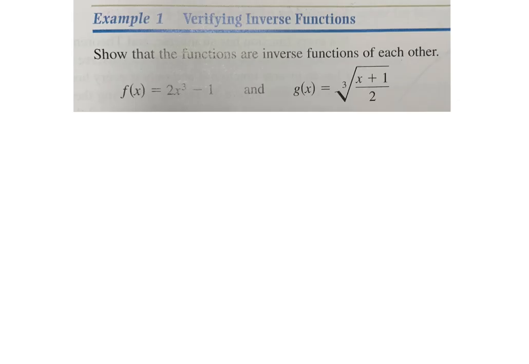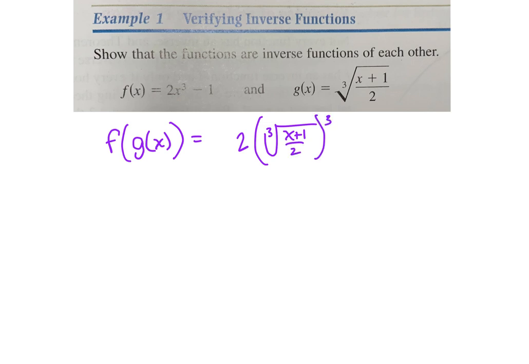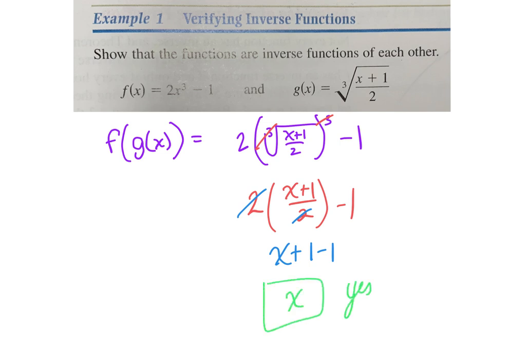So are these inverses? Well, how do you tell? You literally just plug one into the other. So f of g of x, I would say 2, and instead of x cubed, I would say the cube root of (x plus 1 over 2) cubed, minus 1. These cubes cancel each other out. So you have 2 times (x plus 1) over 2, minus 1. Your 2's cancel out, and you get x. So yes, these are inverses of each other. Hopefully that is familiar.